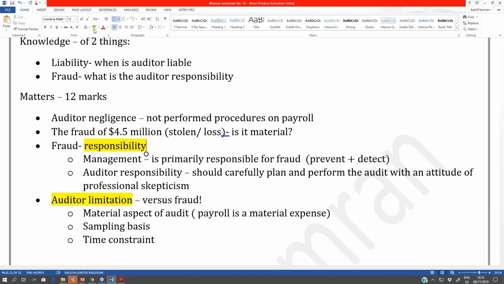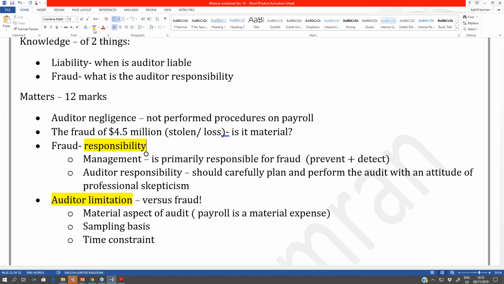For everything, the auditor alone is not responsible, right? There is a part of management. We need to understand that the management runs the company, the management runs the business, and they are primarily responsible for things. So can we just write a 12 marks answer where we just allege against the auditor?